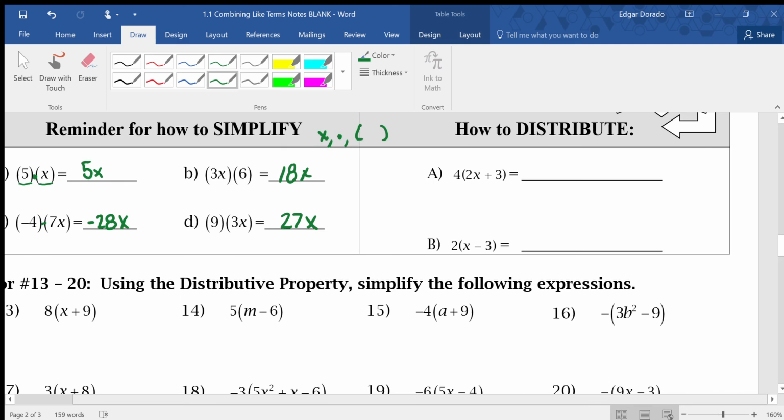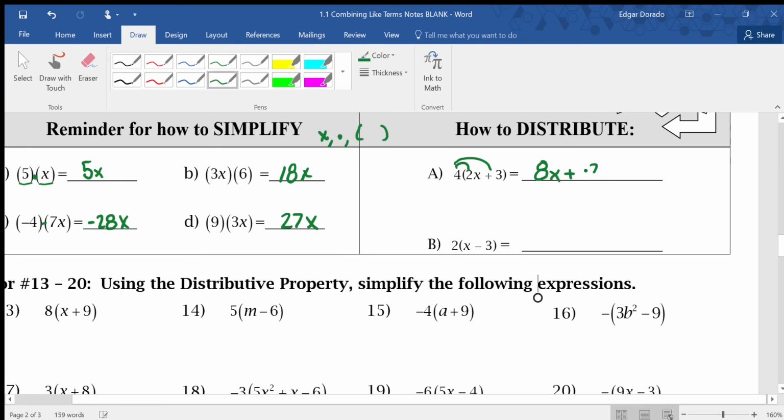Now, when we actually talk about distributing, we look at taking one term and distributing, just like the word says, distributing it among the other two terms. So what I want to do is actually distribute it to both of those terms. So I want to do 4 times 2x, which is 8x, and then I want to do 4 times 3, which is 12. Okay? All right.